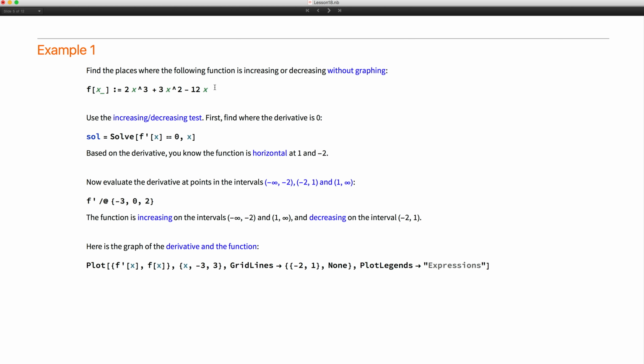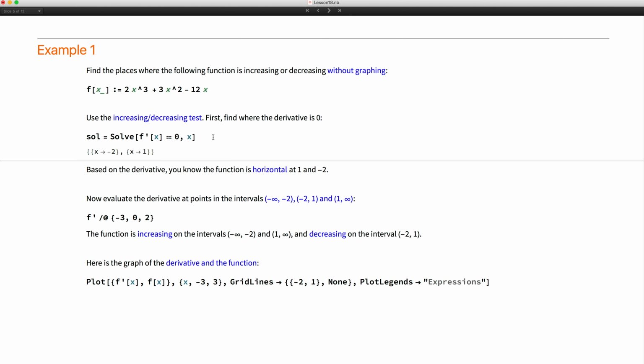Now as an example, here is a cubic function, and we want to find out where it increases or decreases without actually plotting the function. So the first step, let's find where the derivative is 0, and you find that it's 0 when x is either negative 2 or positive 1. In other words, we now know that the graph must be horizontal at those two values of x. So what we do is we break the whole real line up into three parts: from negative infinity to negative 2, then from negative 2 to 1, and then 1 to infinity.